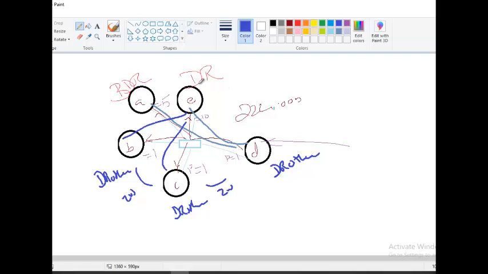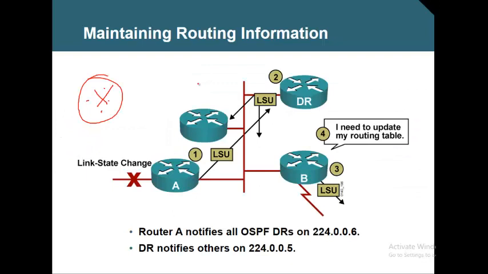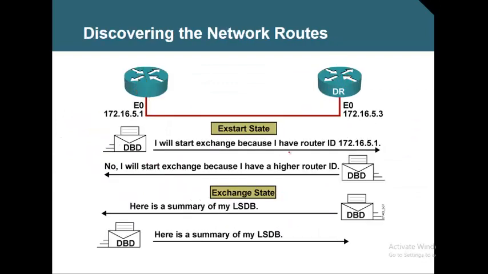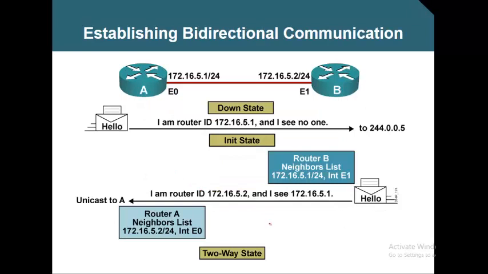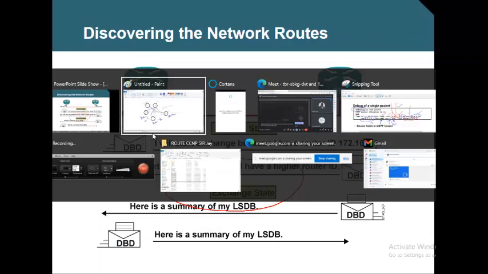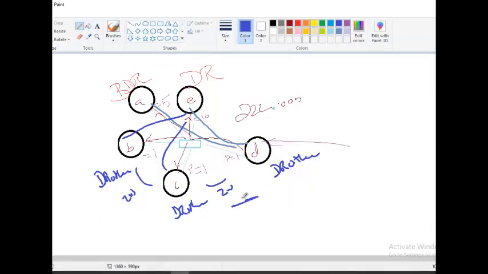But between the other routers, they will have only two-way relationship. With two-way relationship, do they exchange? Does exchange come after two-way or before two-way? Exactly. Exchange comes after two-way. That's what we saw. Here, they all stop in two-way relationship. They're not going to exchange.